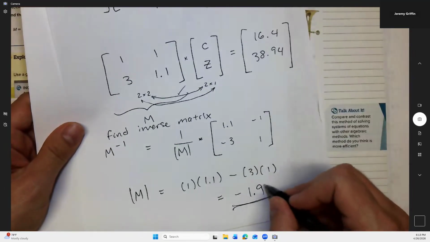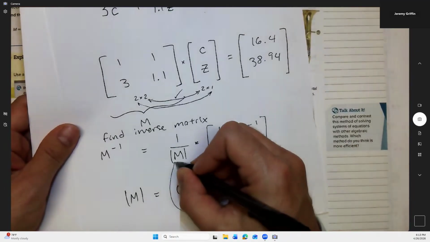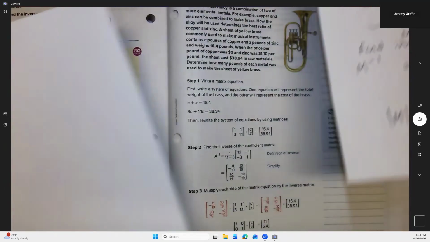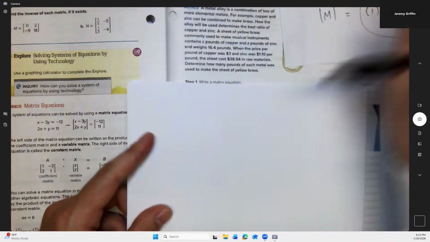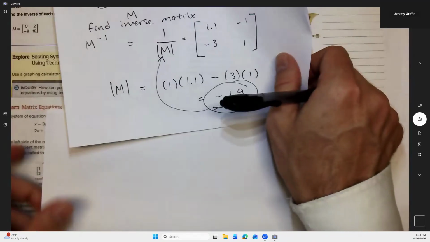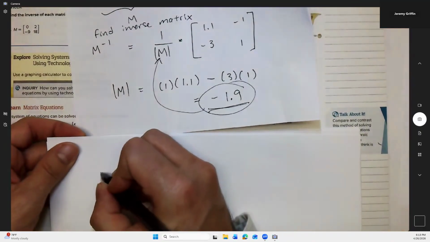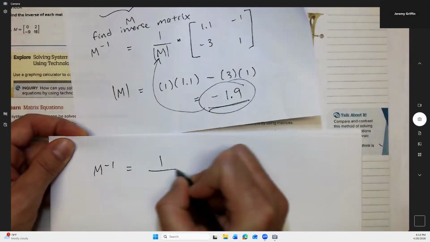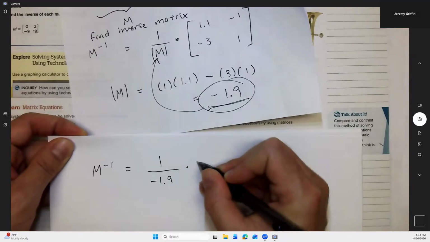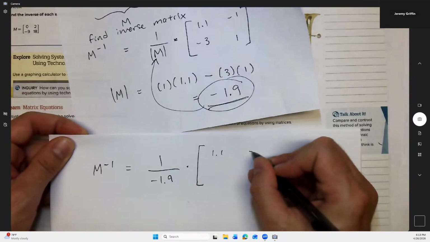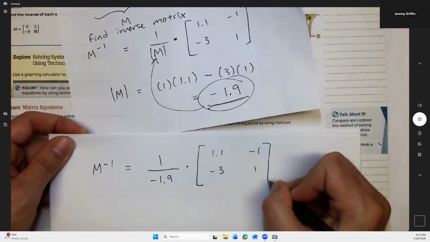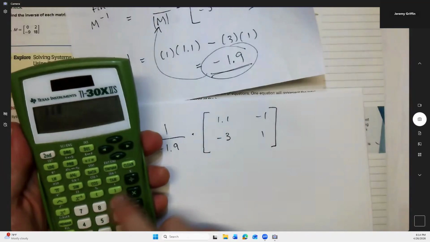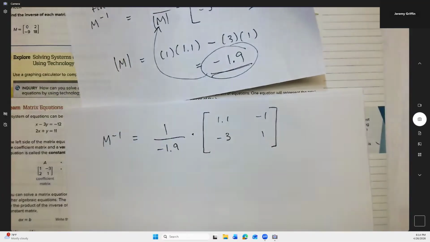Now I just need to take this value and plug it in right here for this m, and then go on my way. So picking up from here, the inverse matrix is equal to 1 over -1.9, a scalar multiple, times the matrix 1.1, -1, -3, 1. These are going to be kind of funny numbers. I wonder if I should just leave them as fractions. Yeah, let's go ahead and do that.